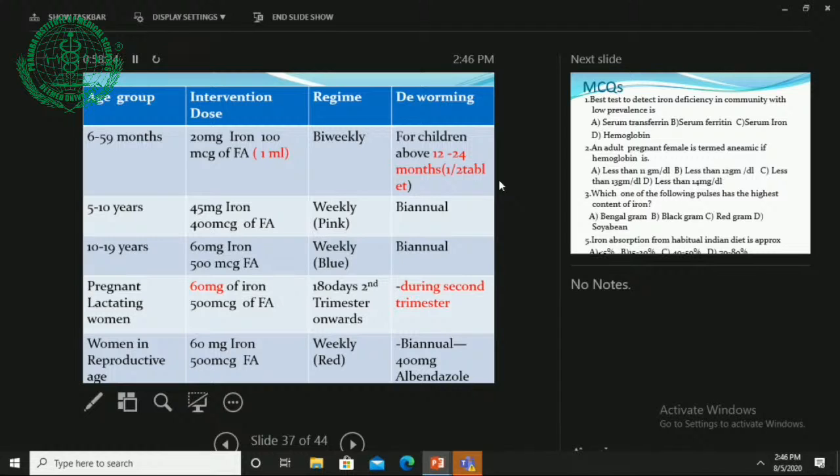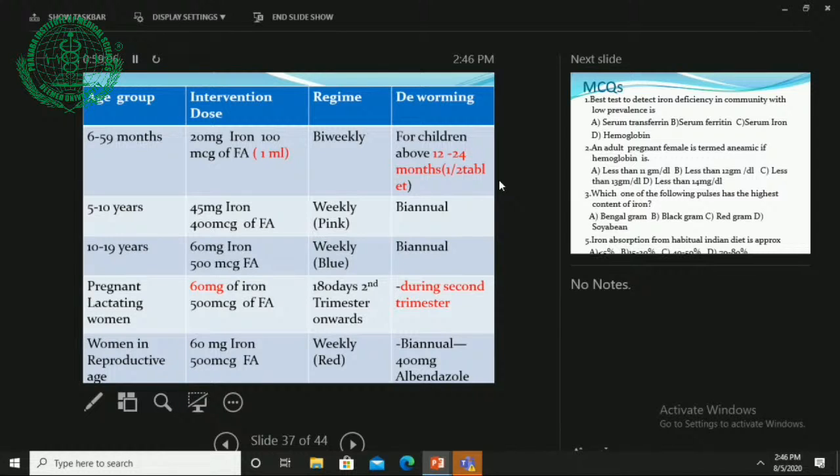Regarding deworming, the drug given is albendazole. Dose is 400 milligrams and it is given biannually for children who are between 5 to 10 years. Then the third beneficiary is the adolescent who is in the age group 10 to 19 years. For him, the prophylactic dose is 60 milligrams of iron and 500 micrograms of folic acid. This is also given weekly, and the color of the tablet is blue. So blue tablet is there for the adolescents and it is given on weekly basis.